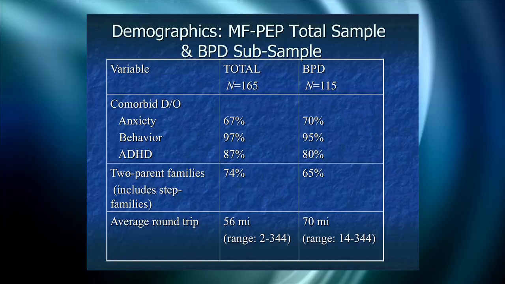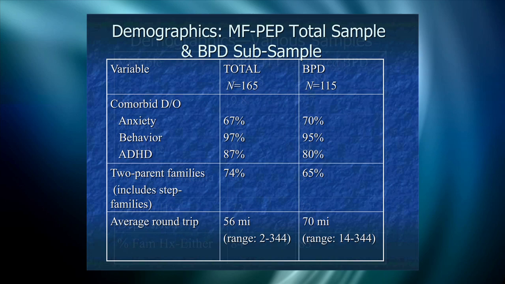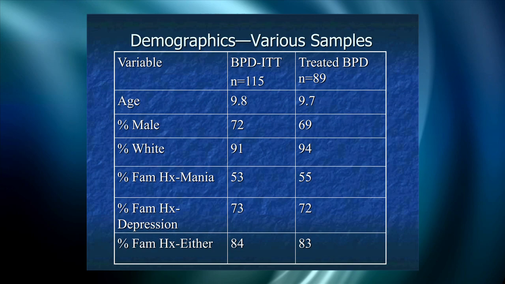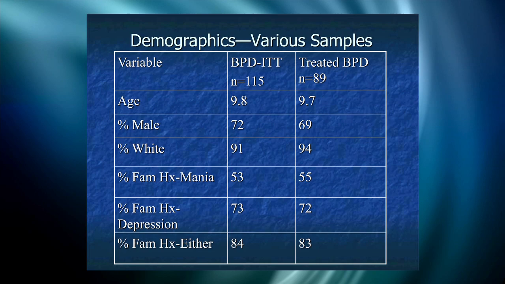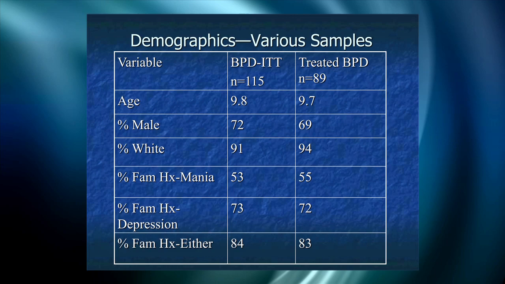And you see an average round trip of significant mileage. These were on average about 10-year-old kids. The majority were male, the majority were white. Over half had a family history of mania. Almost three-quarters had a family history of depression. And when we said you have depression or mania, we were in that 83-84% range.